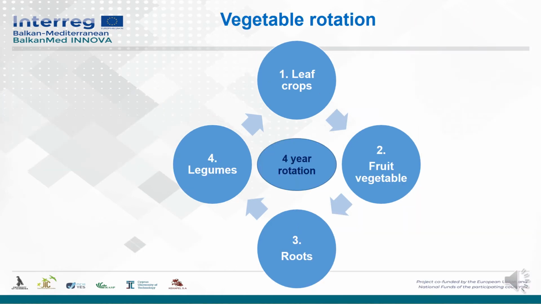We have another example of four-year rotation. So we have four groups of plants and have four plots. In each plot will be, each year, each growing season, one group of plants. The first group is leaf crops. The second group is fruit vegetables like tomato, pepper, aubergine, and so on. The third group are roots, and the fourth group is legumes, plants that fix in the soil the nitrogen from the air. The full plan organized in a table you will find again in the repository. You can download and study it in an independent way.